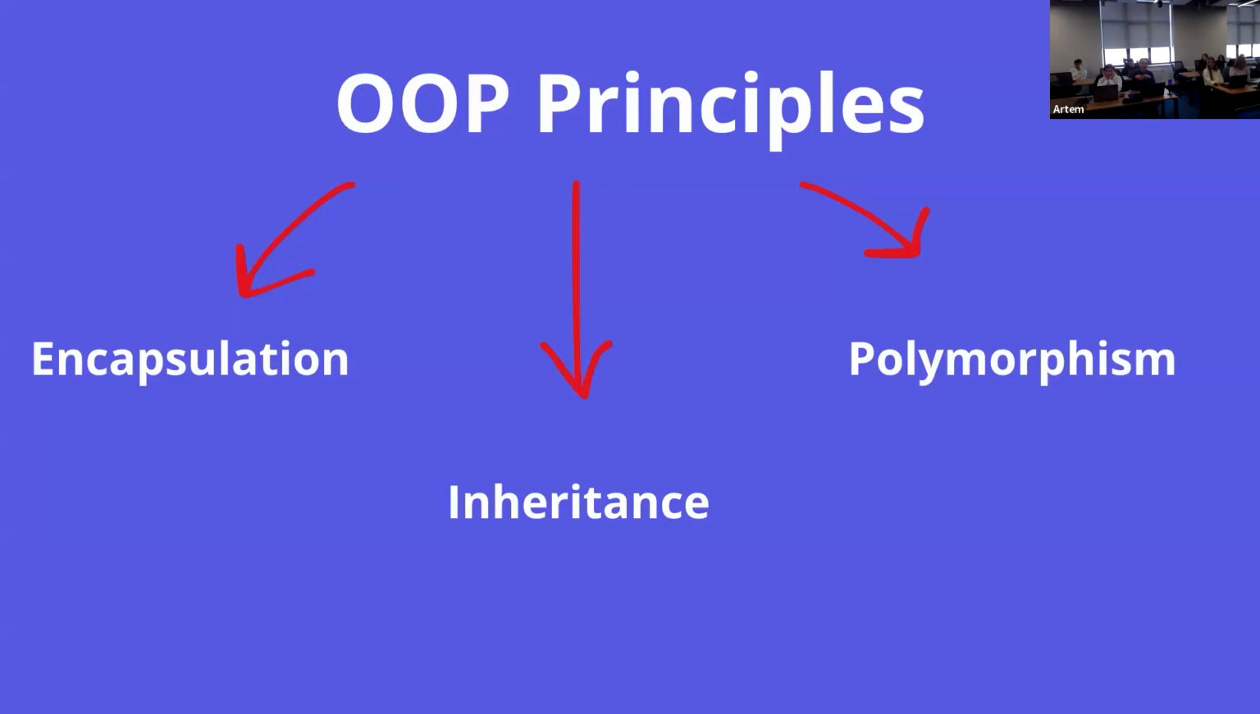Encapsulation, it's when we hide the main mechanism, how it works, so the person who uses it doesn't really know how it works under the hood, and cannot access, for example, some fields if we don't allow this person to do so.